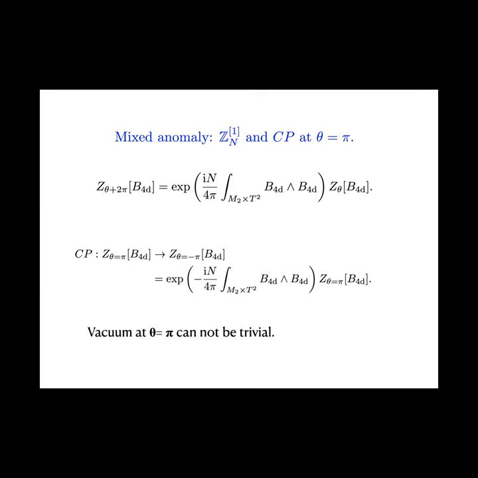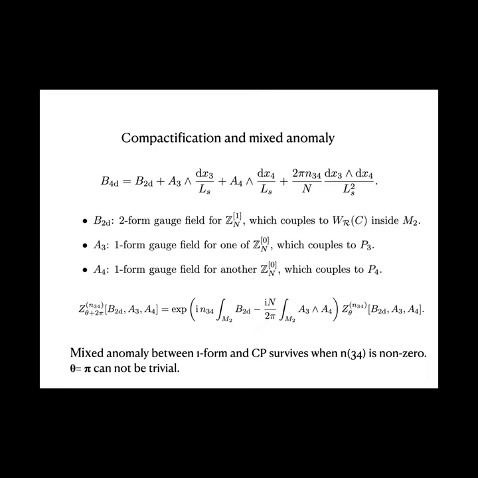Now, let me say a few words about the anomaly. Of course, on some four-manifold, there is a mixed anomaly between one-form symmetry and CP. First of all, there's also an anomaly between one-form symmetry and theta angle periodicity. If you shift theta by 2 pi in the presence of this two-form B field, the partition function is not invariant, but it changes by some phase. And for CP at theta equal pi, CP takes theta equal pi to minus pi. But using this identity, we see that it is not invariant. So it tells us that at theta equal pi, the vacuum cannot be trivially gapped. And the question is, how is this realized upon compactification?